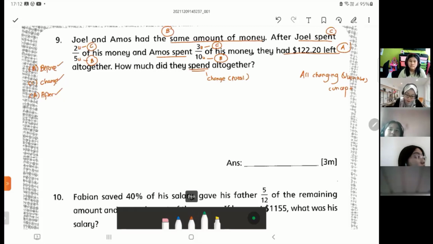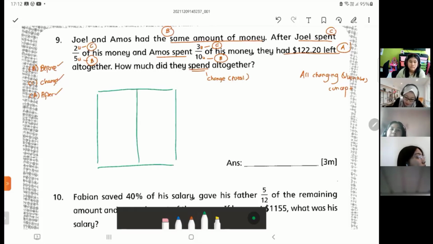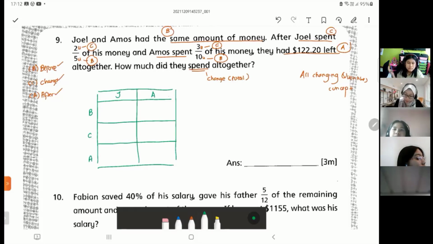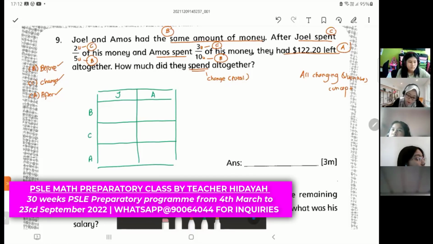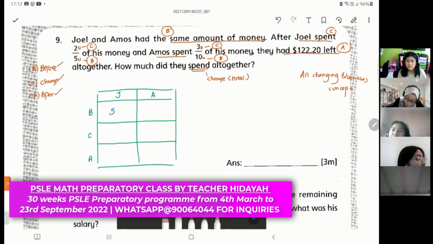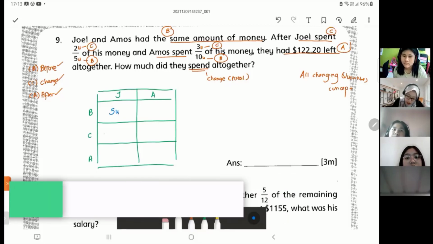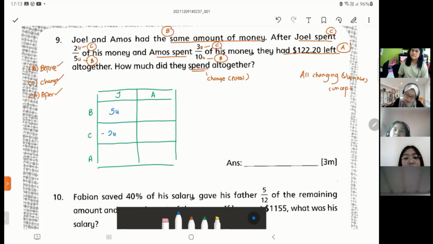I draw out my table. Draw out my table for all changing quantity concept like this. Cut it up into 2 columns. Joel and Amos, before, change, and after. Now fill it up accordingly. Let's look at what we have here. Okay, so we know that Joel spent 2/5 of his money. So Joel, 5 unit is his before. We put there, Joel before. Joel change. Change means he spent, means minus 2 units.